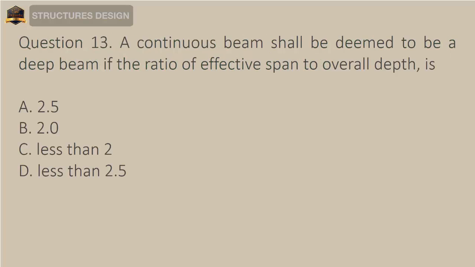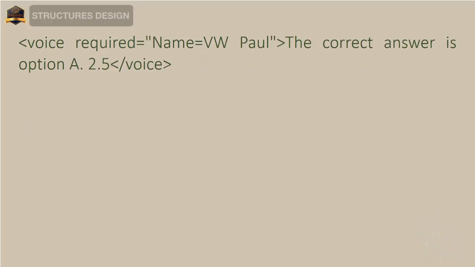Question 13. A continuous beam shall be deemed to be a deep beam if the ratio of effective span to overall depth is A. 2.5, B. 2.0, C. less than 2, D. less than 2.5. The correct answer is option D.